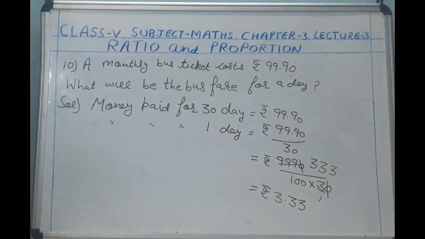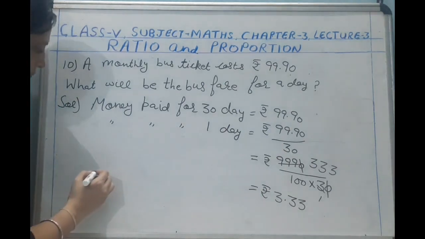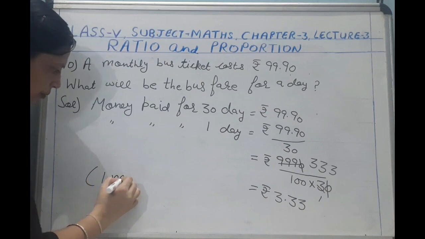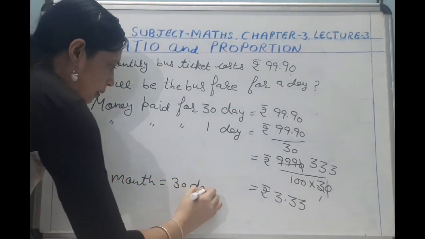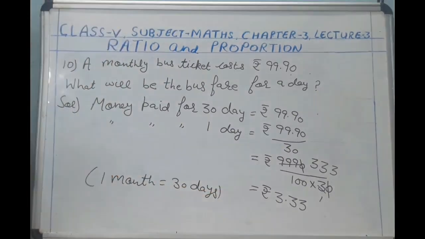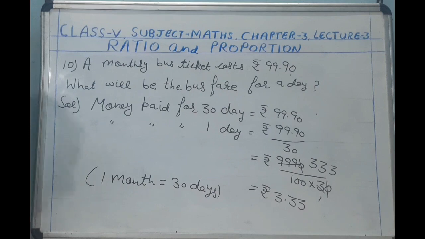So it will be rupees 3.33. Right. And write down 1 month is equal to 30 days. You can write on this, on the right side also, that is also okay. Clear?